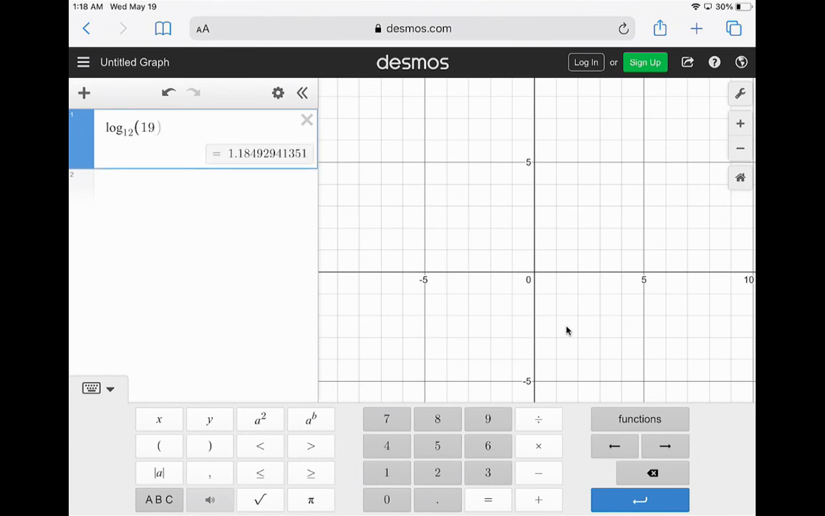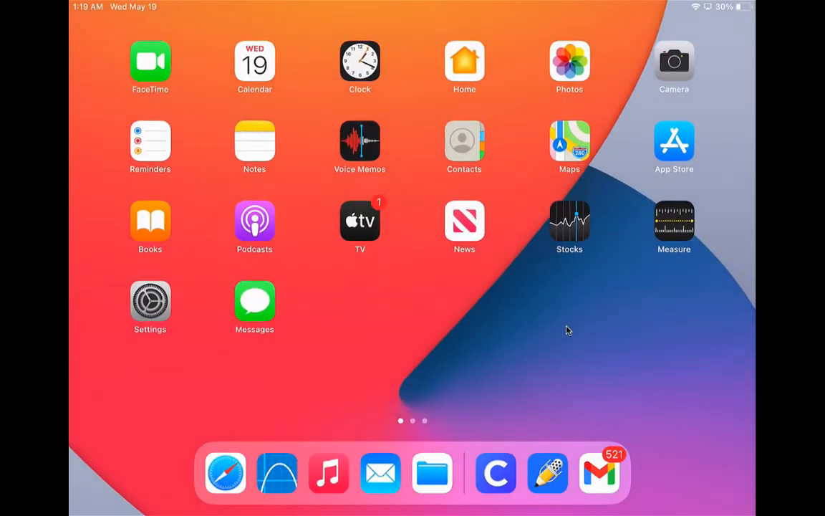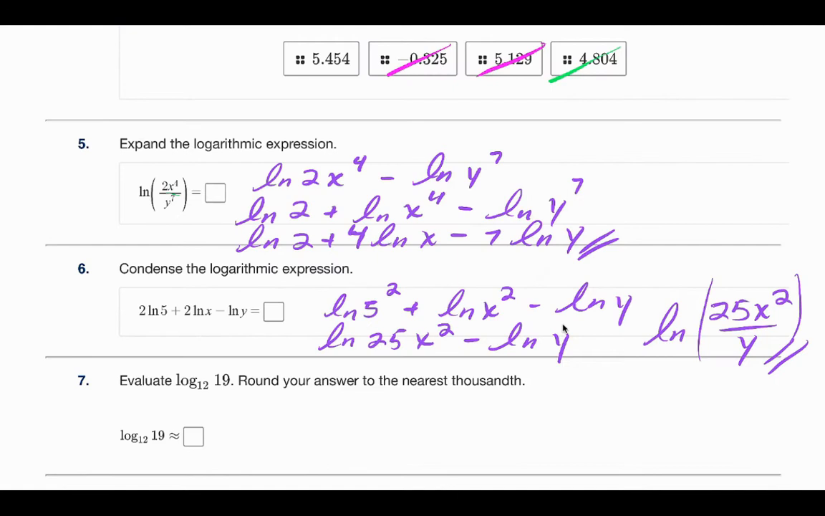And again, they told us to round it to the nearest thousandths, so that would be 3 numbers after the decimal. So the first one's tenths, the second one's hundredths, the third one is thousandths. So we look at the one next to it, that's a 9, so that means we're going to round up to 5. So our answer is going to be 1.185.